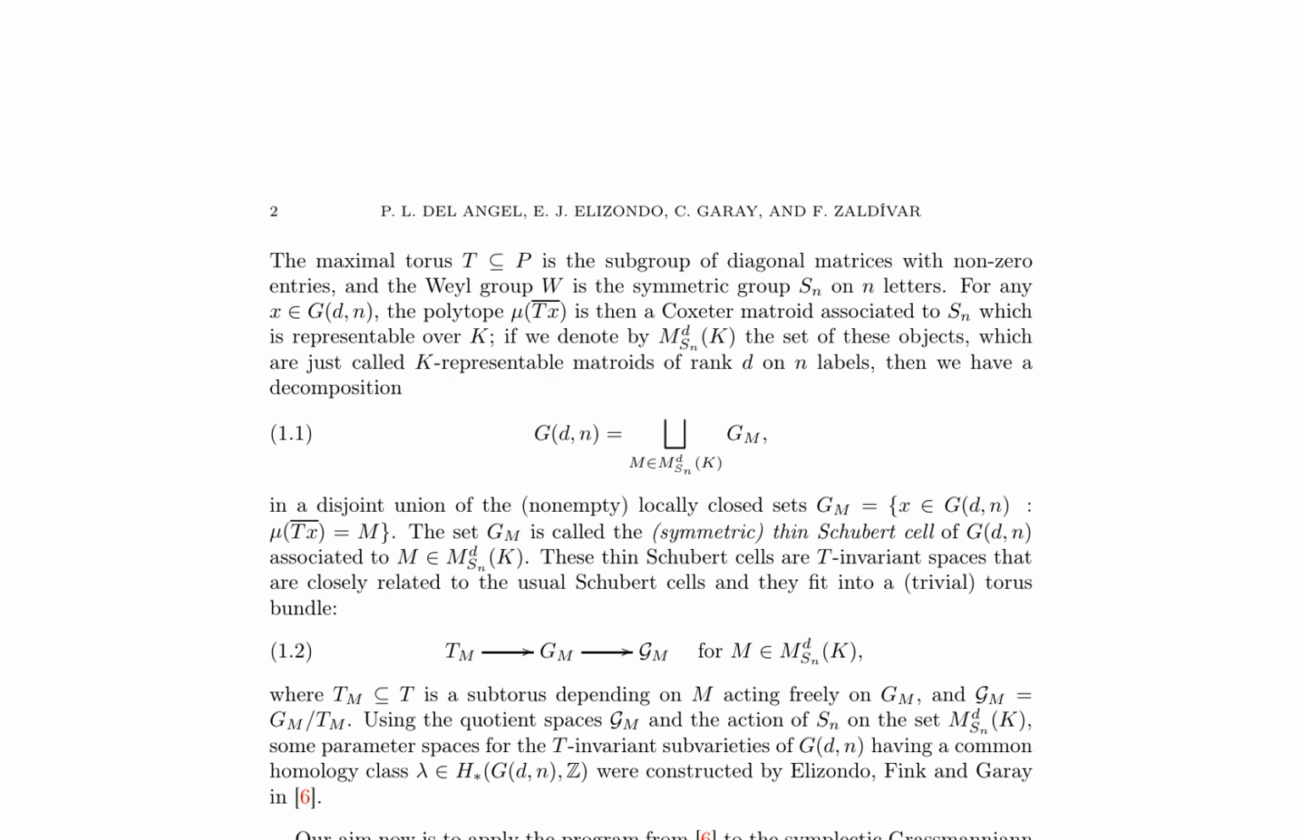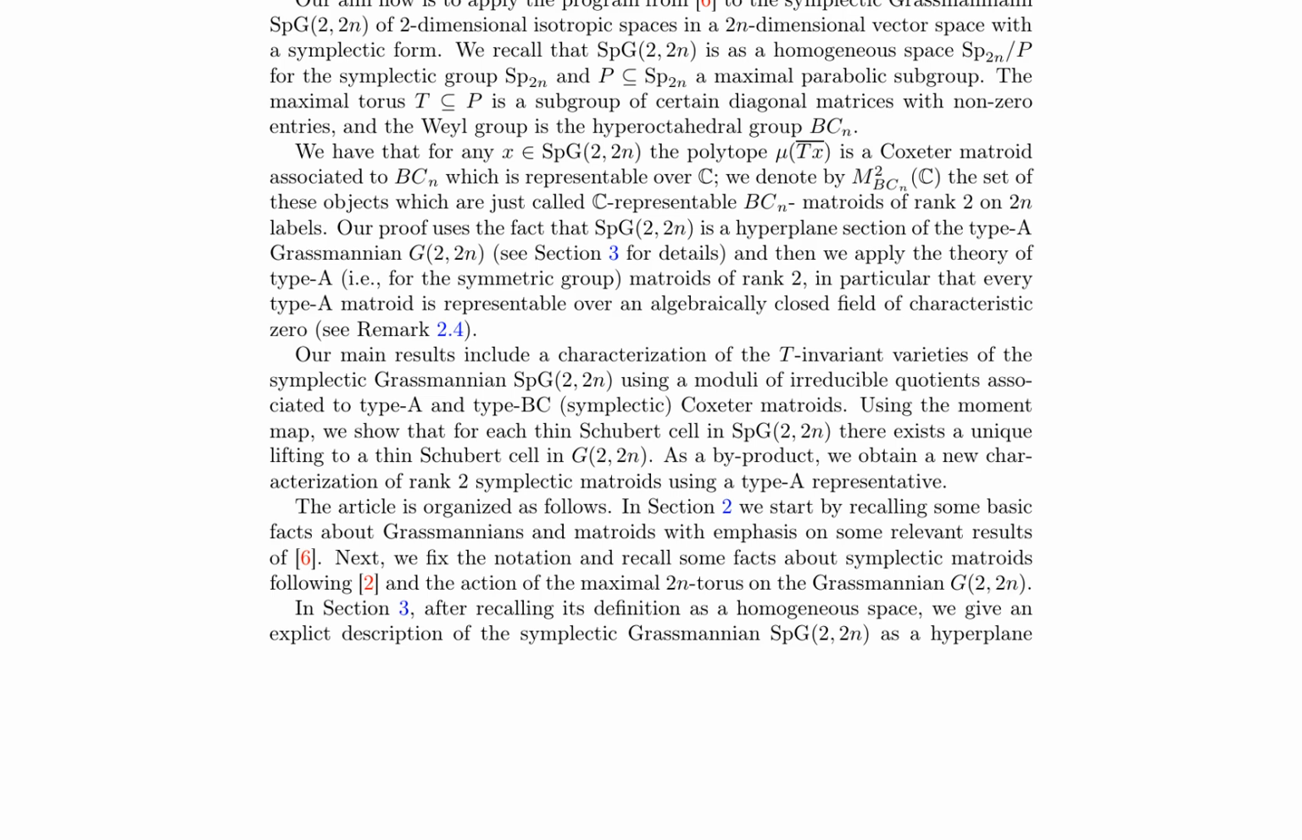This is achieved by applying the theory of type A matroids of rank 2, representable over an algebraically closed field of characteristic 0. Notably, each thin Schubert cell in SPG 2n has a unique lifting to a thin Schubert cell in the type A Grassmannian G 2n. The authors establish an explicit description of SPG 2n as a hyperplane section of G 2n using the moment map, revealing the connection between these spaces.